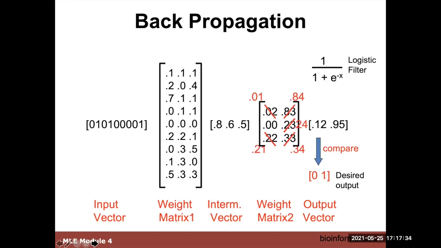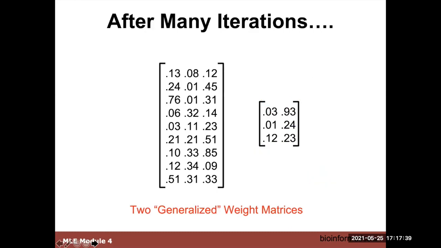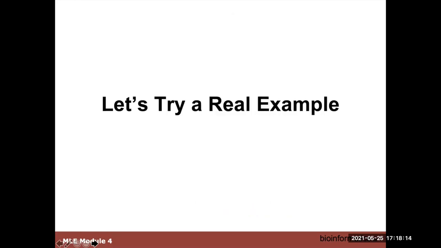And we can carry on. We can put in a new input. We can modify and compare and iterate. And just as I showed before, after many iterations, we create, in this case, 2 generalized weight matrices, which maybe allow us to predict secondary structure with, say, high accuracy. So that's the concept behind using neural nets for taking sequence and predicting an output. That could be secondary structure, it could be binding, it could be the location of a promoter, it could be a gene. So all kinds of things can be done through neural nets or through hidden Markov models, where we're taking sequence data and converting it.